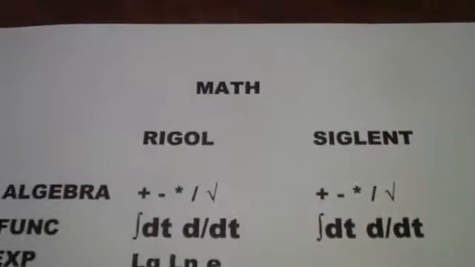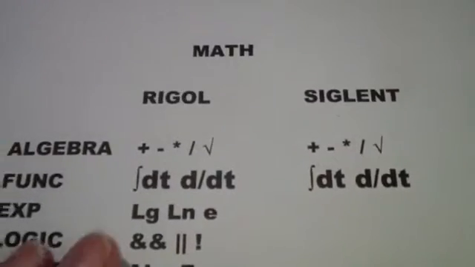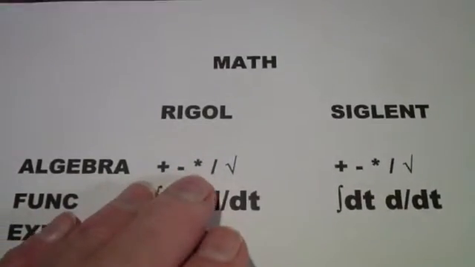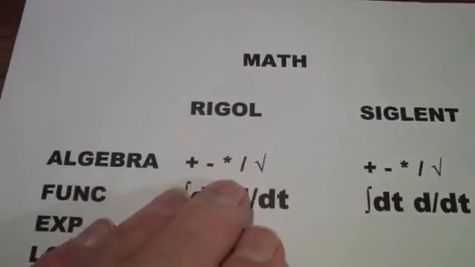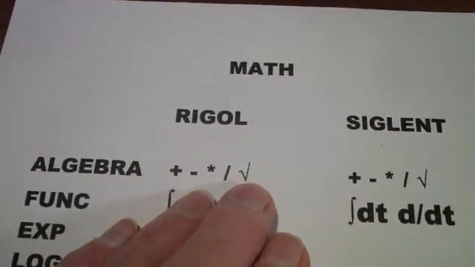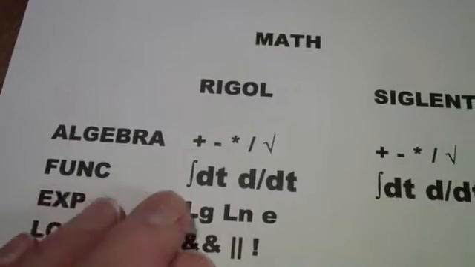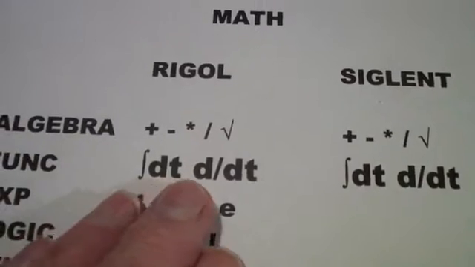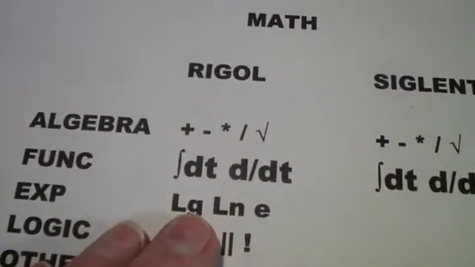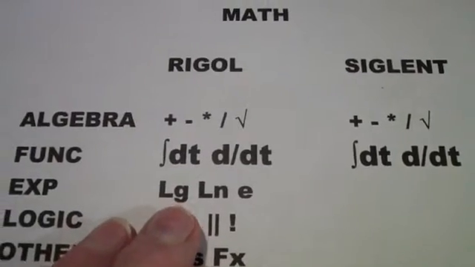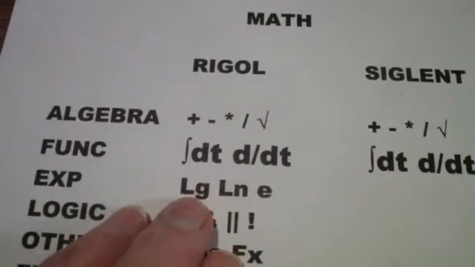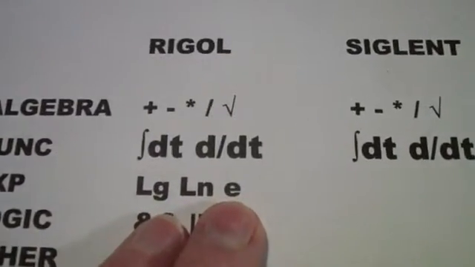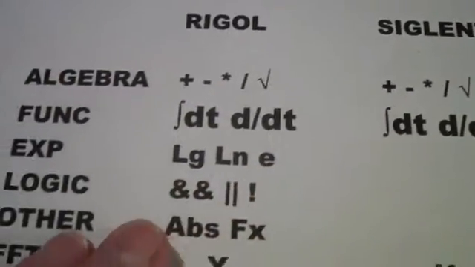Let's look at some of the math functions that the two scopes have. And most scopes these days have algebra math, as does the Rigol and the Siglent. Add, subtract, multiply, divide, and square root. They often also have functional or calculus, derivative, integral, etc. In the case of the Rigol, it also has log and ln, log being the base 10 and ln being base e. It also has exponential functions. In other words, you can raise e to a power.